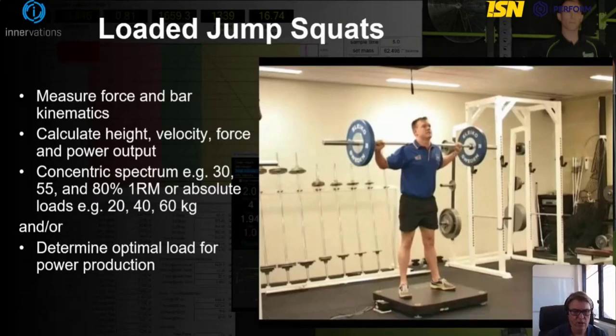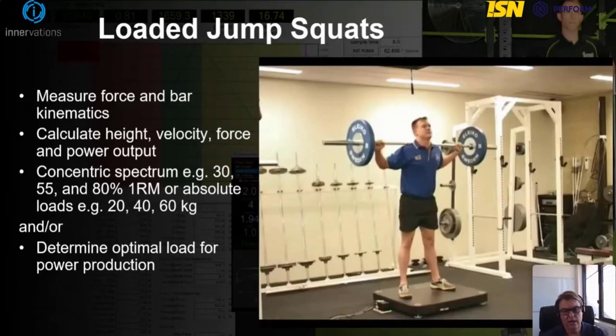You can also test the athletes with a range of weights across the concentric spectrum. So test them with 30, 55, 80% of 1RM, for example. Or you might test them with absolute loads, with additional 20, 40, 60 kilos. It depends. Obviously, for a little gymnast who only weighs 40 kilos, then 20 kilos or even a 10 kilo bar might be sufficient to differentiate them. For very strong athletes, you might use much higher than 60 kilos.